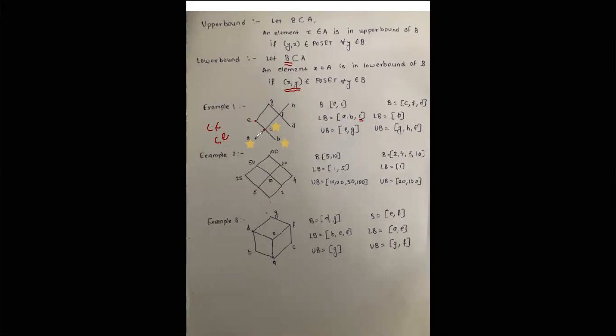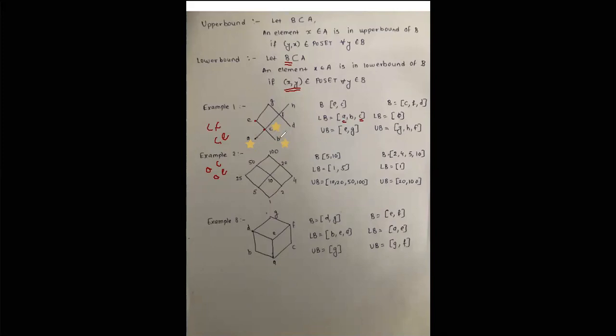For the second element, that is A, the pairs will be (A, C) and (A, E). Now let's check whether (A, C) and (A, E) are there. Yes, (A, C) is in the relationship and (A, E) is also in the relationship. Yes, and that's why A is my another element in the lower bound.